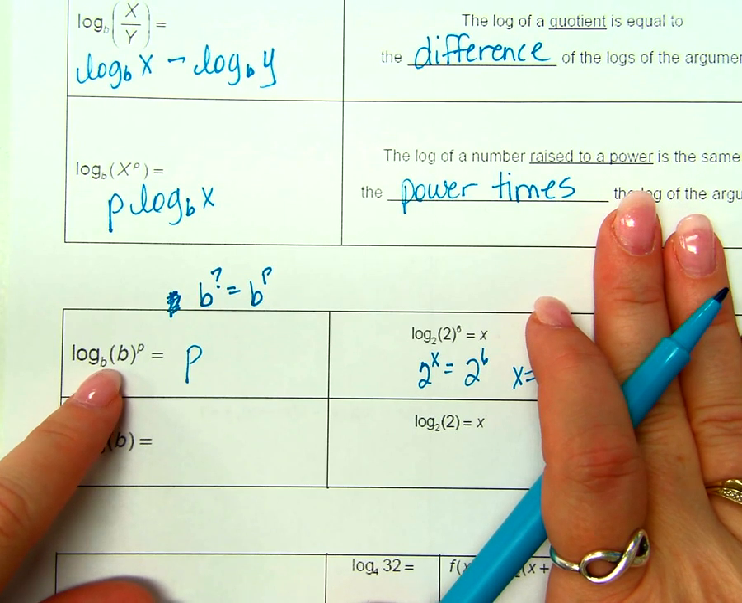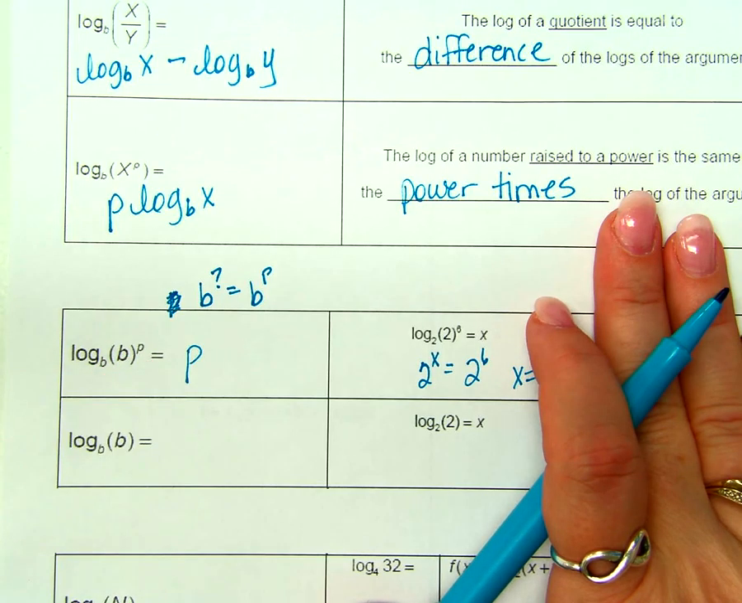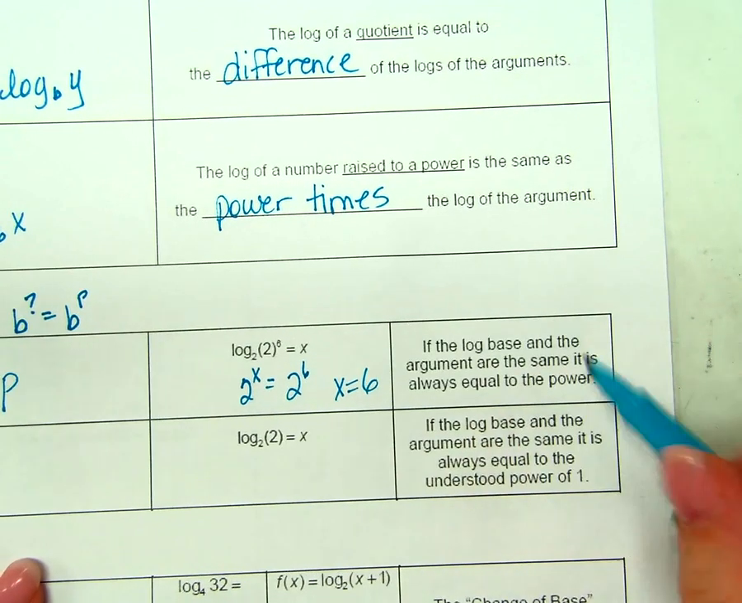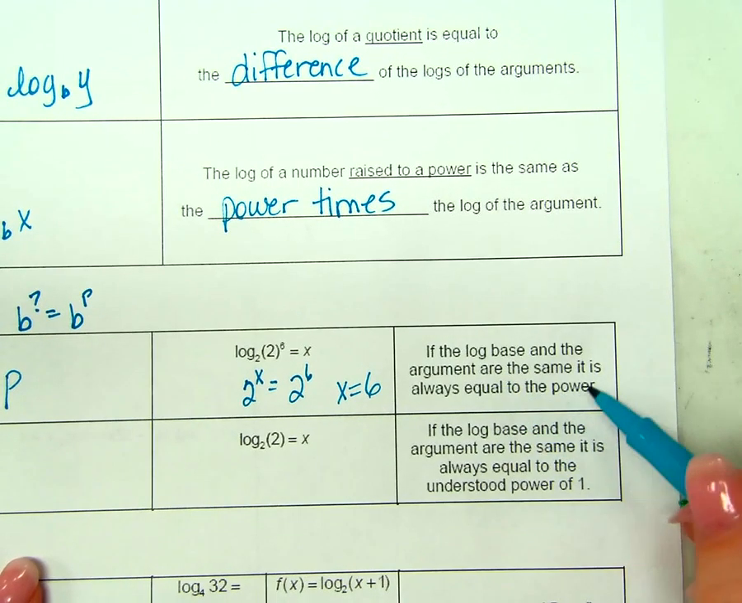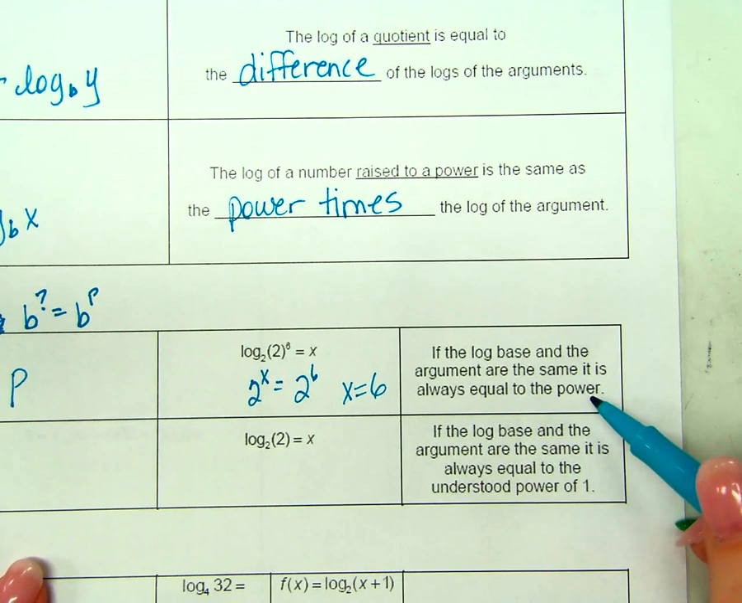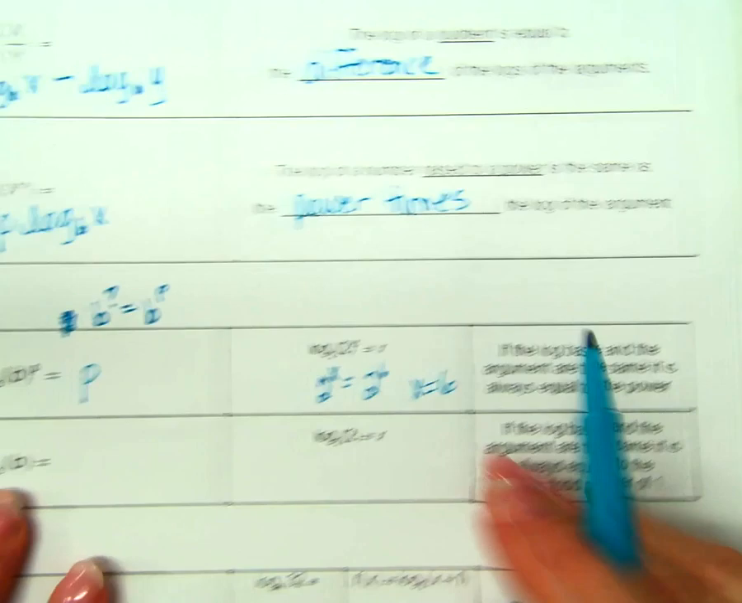Yeah, exactly. When the base and the argument are the same, what's the answer? Exponent. Okay? When the base and the argument are the same, the answer is the exponent. If the log base and the argument are the same, it's always equal to the power. Well, isn't that what we said? Good.